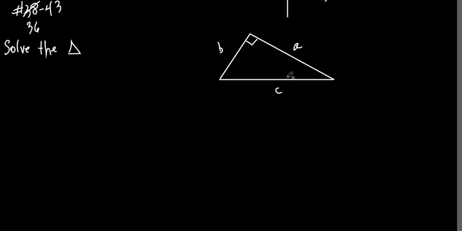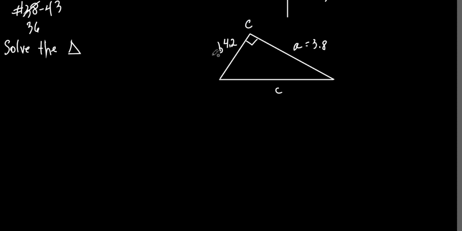Pick one, 36 to 43. We're going to do one of them because I only got time for one. Quick, pick one. 39? Okay. So A is 3.8. And B is 4.2. And you got to solve the triangle.